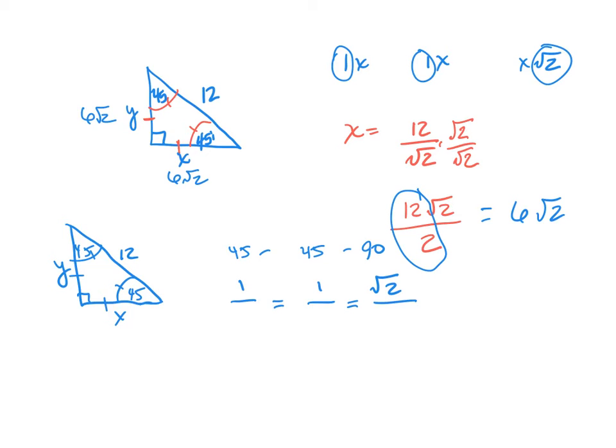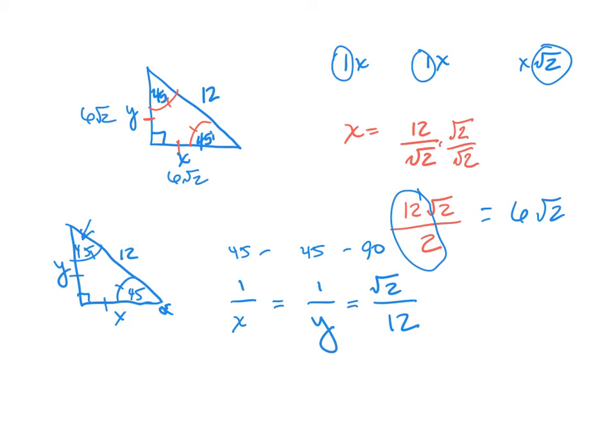Okay? What side is opposite this 45-degree angle? The one with the arrow on it. That's X. What side is opposite this 45-degree angle? Y. And what side is opposite the hypotenuse? 12. Do I have a full fraction? Yes. Then I can cross multiply and get the answer.